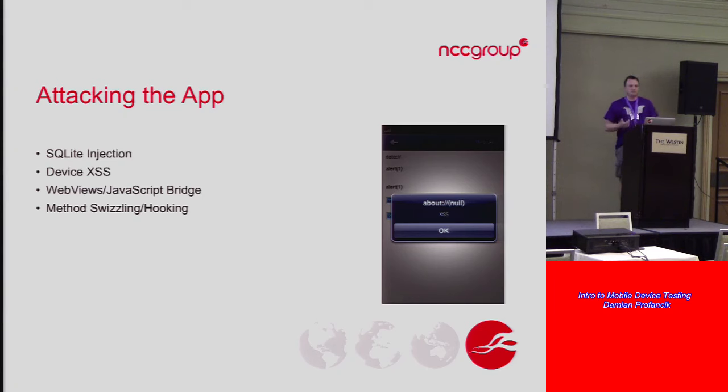But the method swizzling and hooking, this is essentially how the SSL cert pinning is bypassed. This is how jailbreak detection is bypassed. They're just hooking the APIs, either for the application or for the system, and they're just returning true, everything's good, everything's cool, or you can do it to change the functionality of the application, as my coworker did.